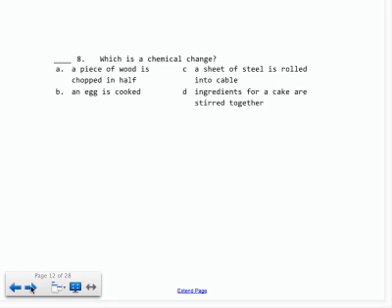Which of the following is a chemical change? Keep in mind, chemical change means the substances are altered in the process. So a piece of wood being chopped in half does not change the composition of the wood, it just makes it into two pieces. An egg cooking, okay, the proteins and other items in the egg are actually changed during that process. So that would be B as a chemical change.